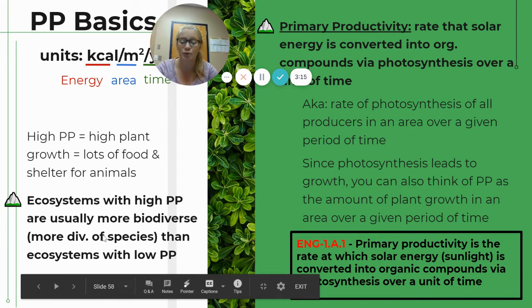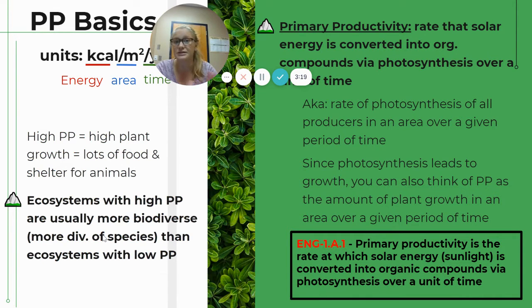Ecosystems with high primary productivity usually have much more diverse species. There's a lot more diversity in that area than in ecosystems with low primary productivity.